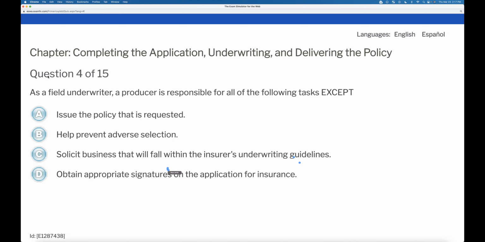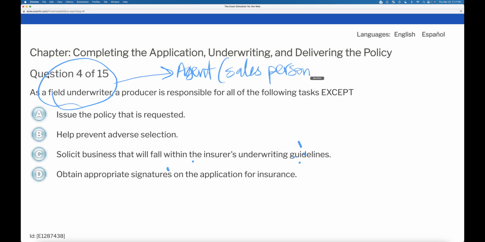I want to answer C. Oh, no. This is up and accept. B, help prevent adverse selection. I think that's it. Issue policy that is requested.